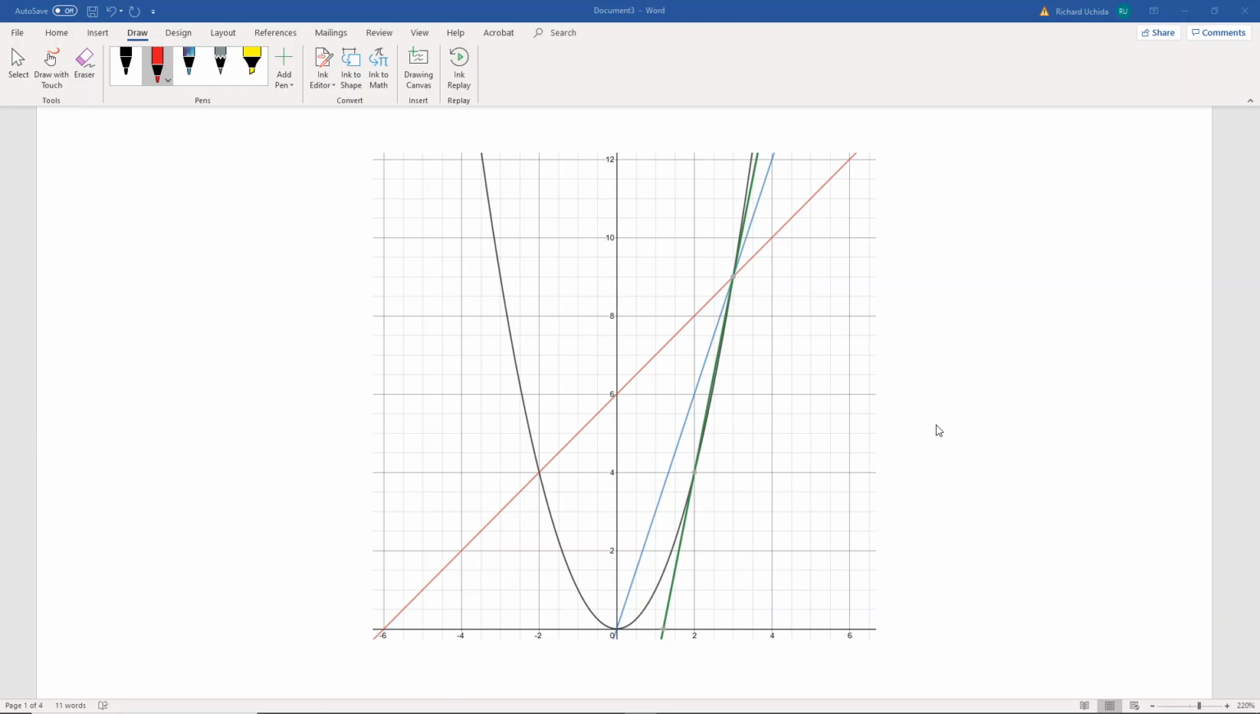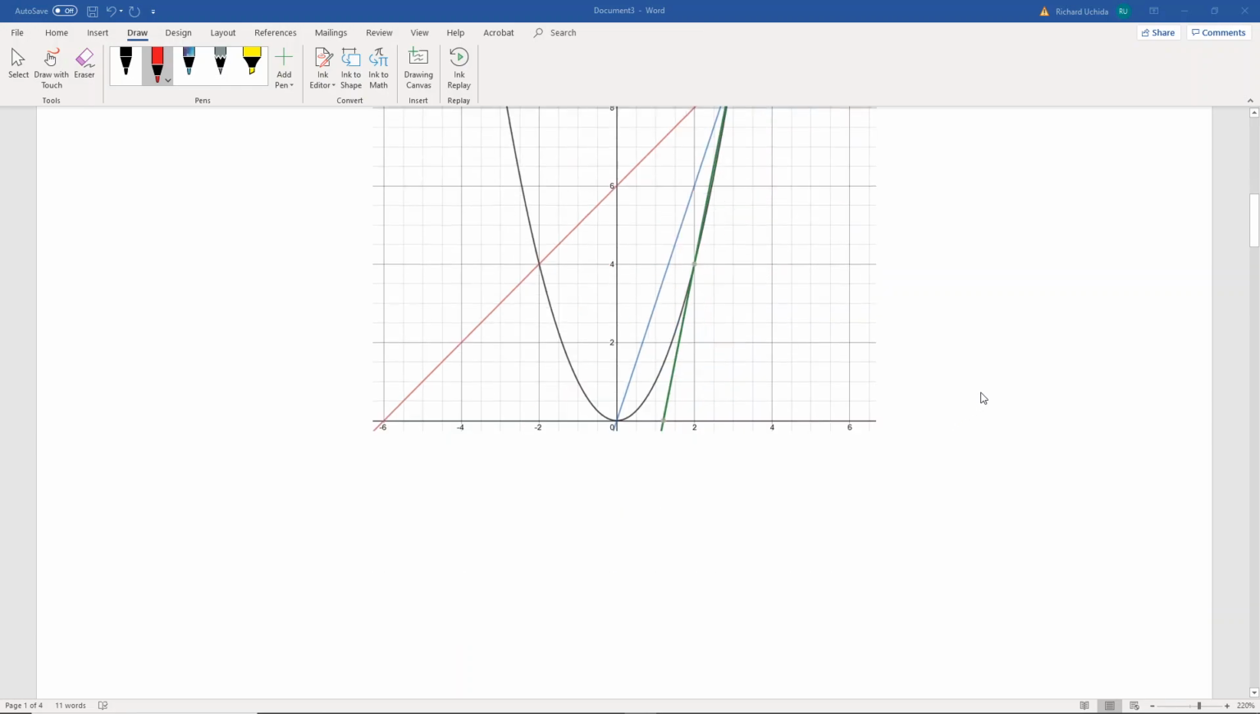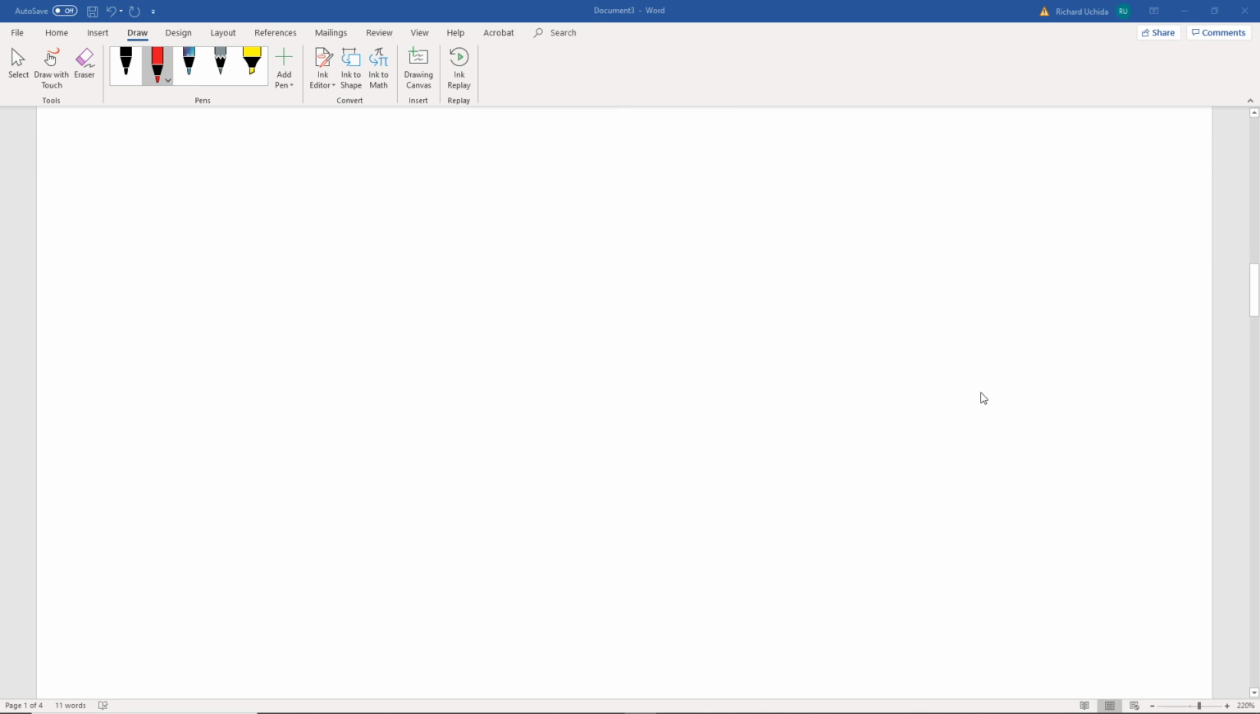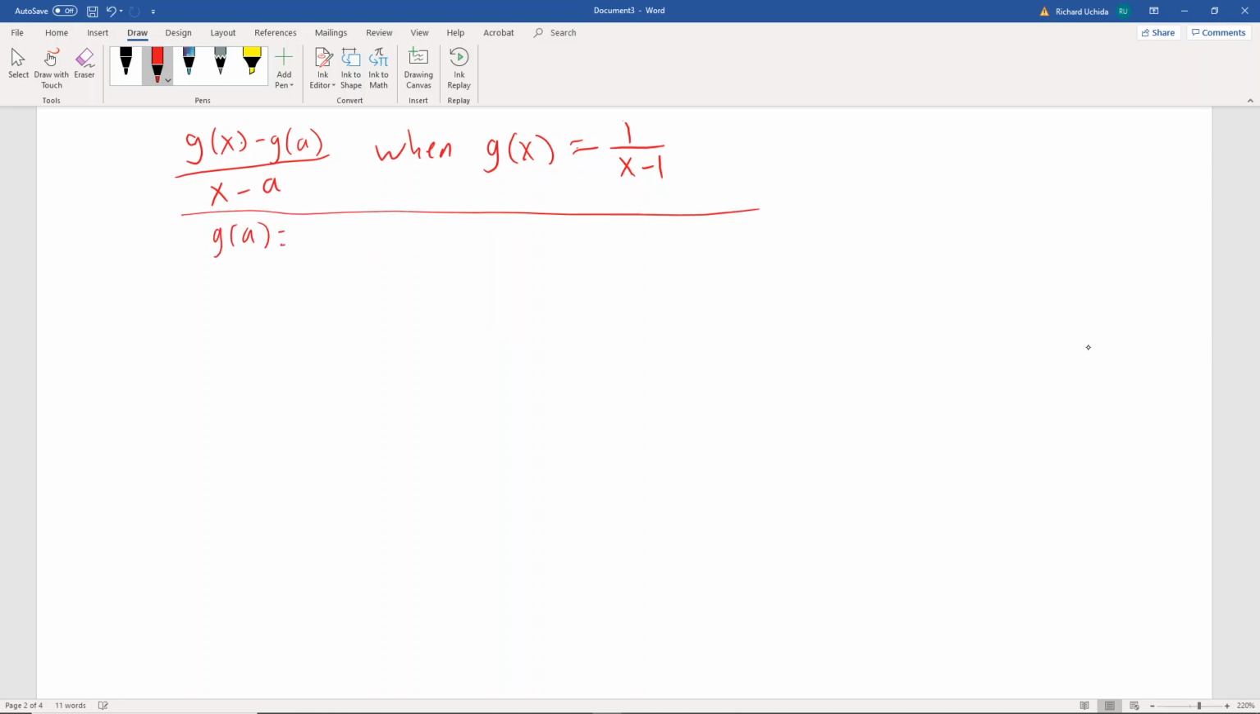So let's review a couple special types of functions, or expressions of functions, that we had when we first were talking about an introduction to functions. Now the first one is, what if we had to calculate g of x minus g of a all over x minus a, when, let's say, we had the function g of x is 1 over x minus 1. So if we had to find the simplified version of this expression, g of x minus g of a over x minus a. So one thing to remind you, first, g of a would be simply replacing, wherever we see x, we will replace it with a. So that would be 1 over a minus 1.